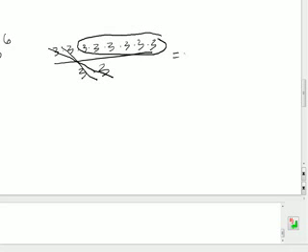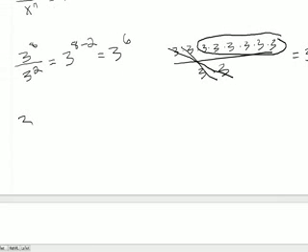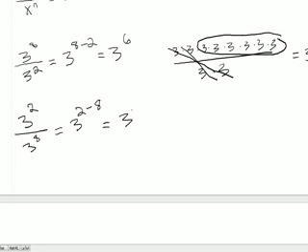And then what do we have left over? We have 6 3's. Now, with division, what happens if we have the reverse of this? Meaning the 3 squared is on top and the 3 to the 8 is on bottom. And really what we would have is 3 squared minus the 8. And well, what does that give you? That gives you the negative exponent. And I'll have a whole video over negative exponents. But what does that mean?